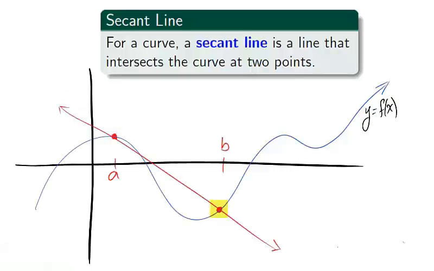Given a function f of x, a secant line is a line which passes between 2 points on the graph. As a line is fixed once 2 points are specified, there can only be one secant line for 2 points a, f of a and b, f of b.